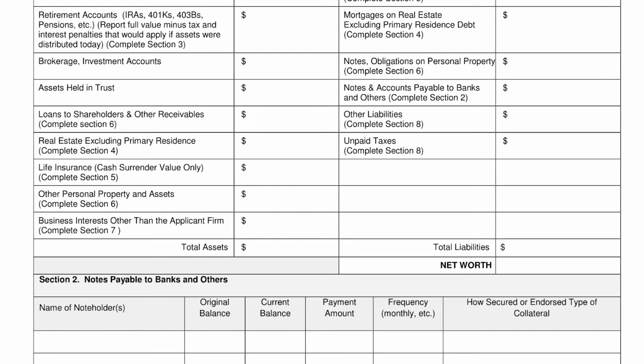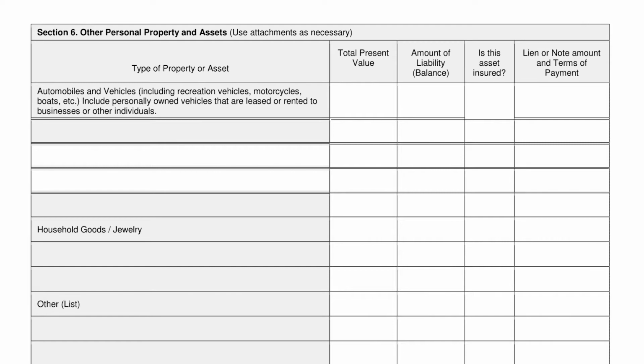Other personal property and assets. Enter the total value of personal property and assets you own on page 1. Personal property includes motor vehicles, boats, trailers, jewelry, furniture, household goods, collectibles, clothing, and personally owned vehicles that are leased or rented to business or other individuals. In Section 6 on page 3, list these assets and enter the present value.